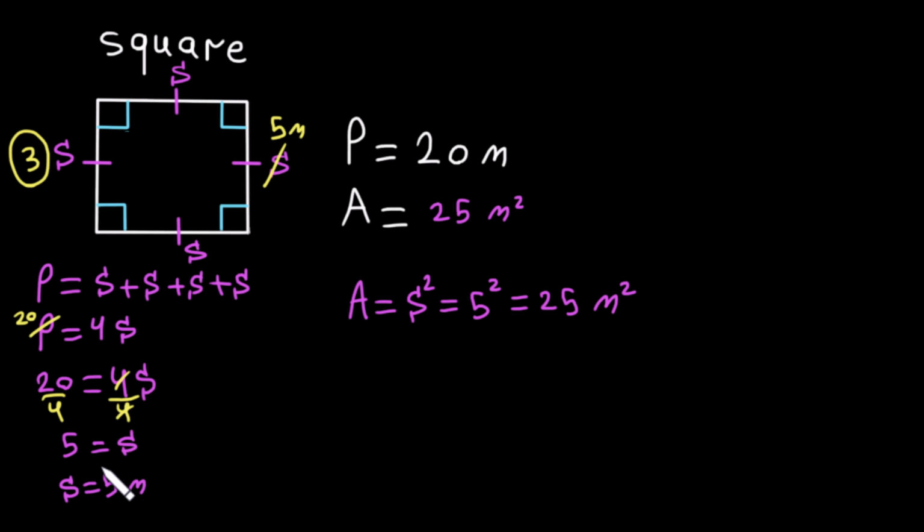And of course, we also found the side, which is 5. So S equals 5 meters. So we found two main things: A equals 25 square meters, and S, the side, equals 5 meters. Now let's take the last example.